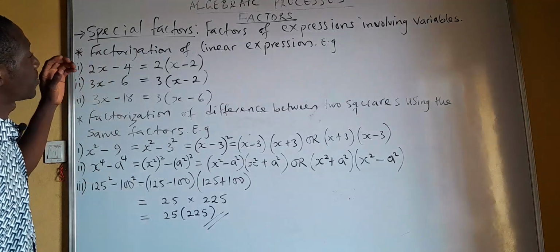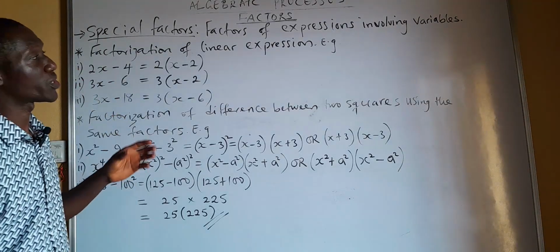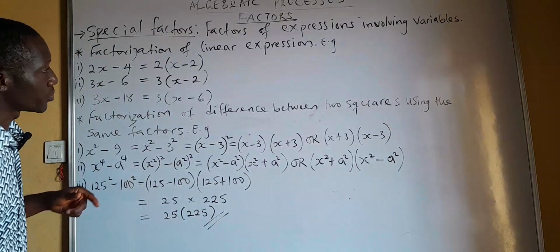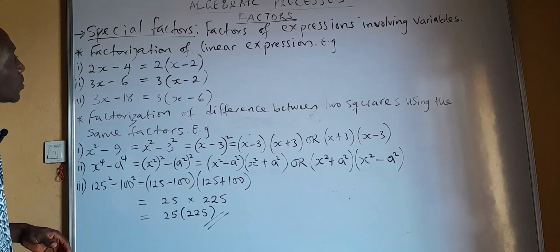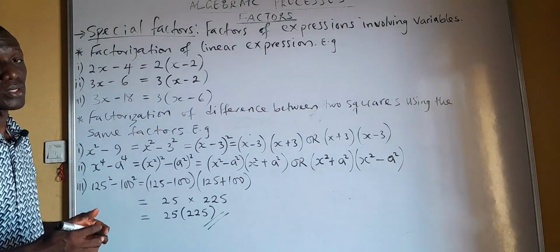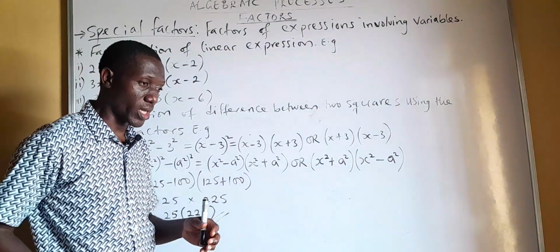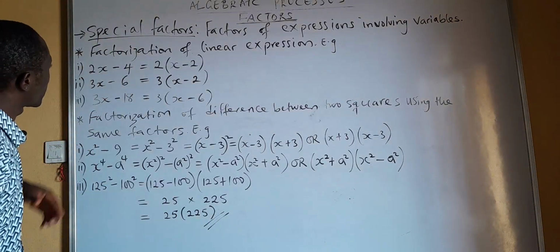So what do we mean by special factors? These are factors of expressions involving variables. The first one there is factorization of linear expression. When we say linear, it means something straight, a straight line. So an example of that one, we have 2x minus 4.